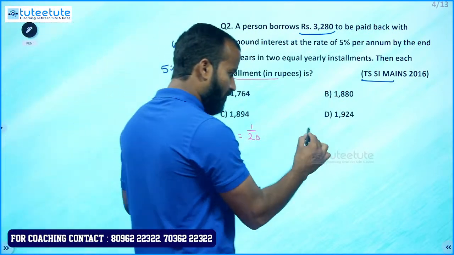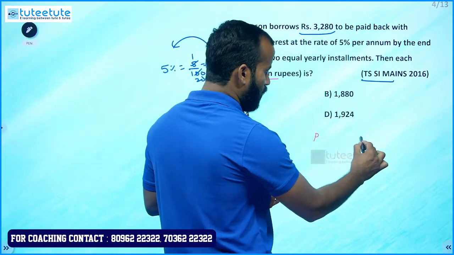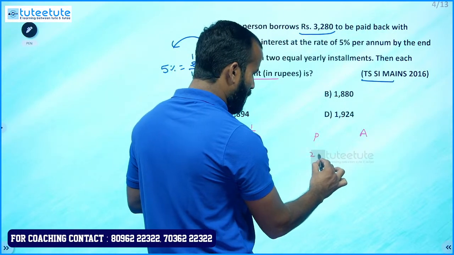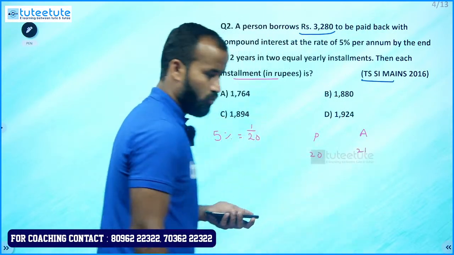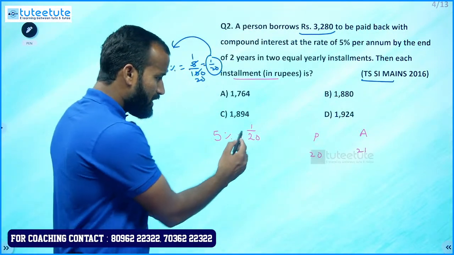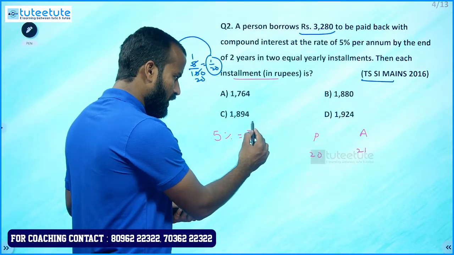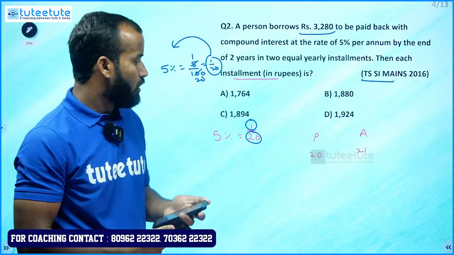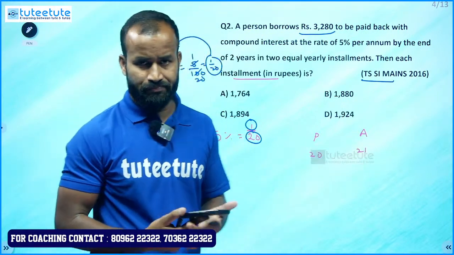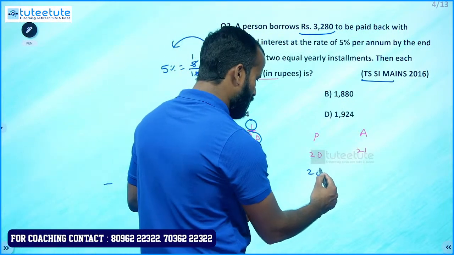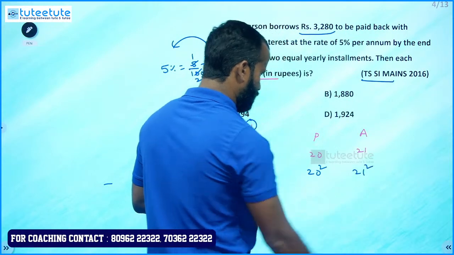So what is our procedure? Principal amount, how much? 20 becomes 21. Why 20? Your principal is 20 because one part is interest, so the amount is going to be 21 parts. In the next year, 20 square, 21 square.